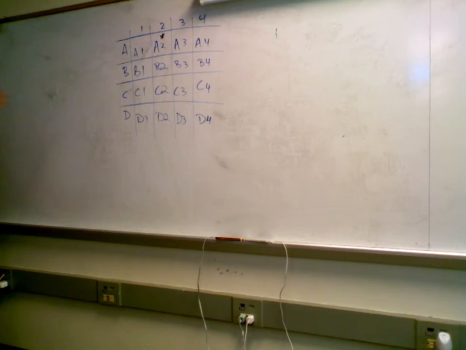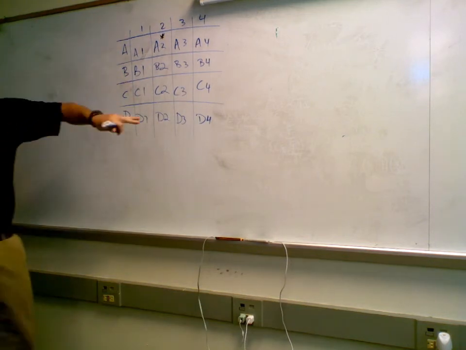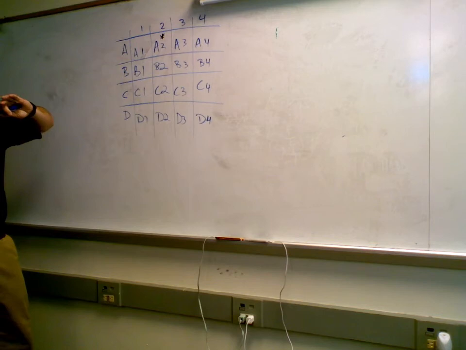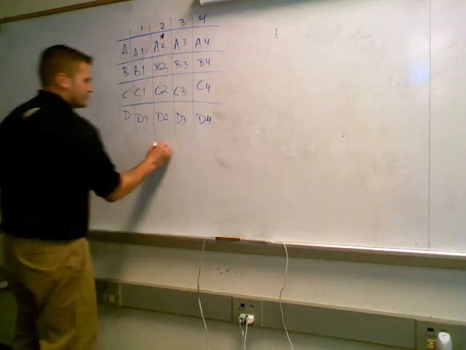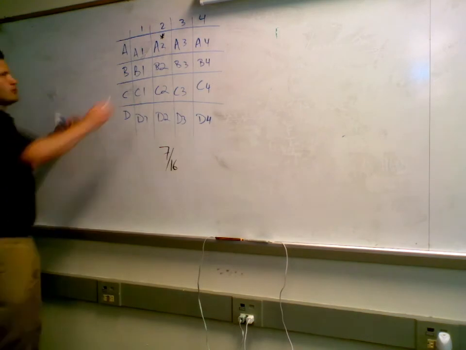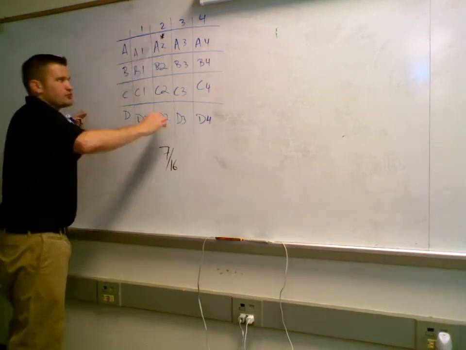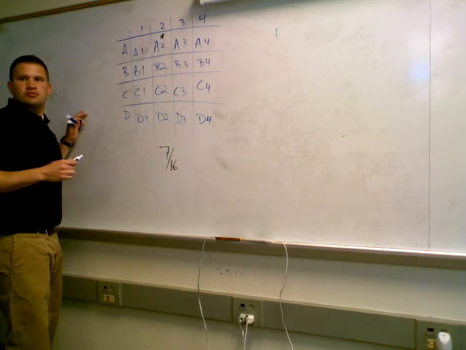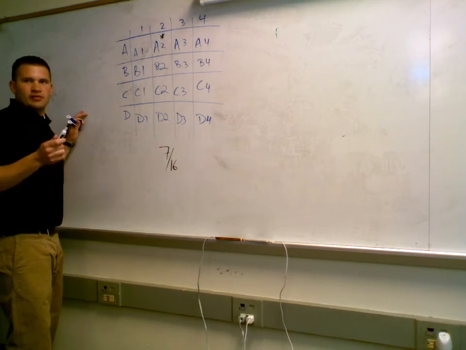So if I count that box twice, I've counted an event twice, haven't I? Right? So this probability of a 2 or an A is not 8 out of 16. It is 7 out of 16. Right? You guys remember doing that? These 4 plus these 3, because I already counted that one. Right? You guys remember doing that one?